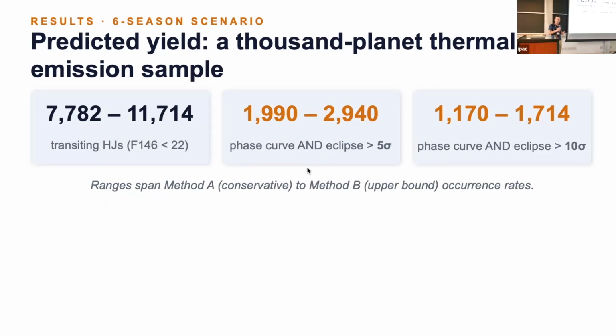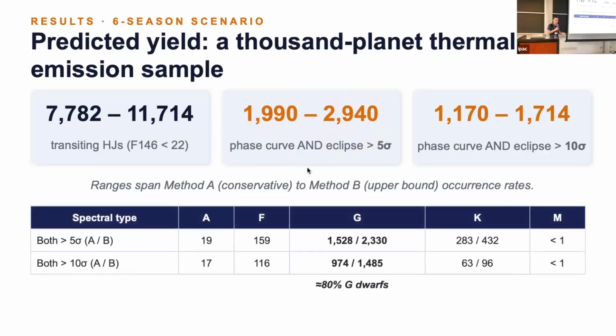Above 5 sigma, it's between 2 and 3,000, and above 10 sigma, it's between roughly 1,200 and 1,700, and these two numbers are, again, given the two occurrence rates we assumed, what I called method A and method B. Here is the distribution with the spectral type of the host, and somewhat surprising, or at least it was surprising to me, the vast majority of them will be orbiting G stars.